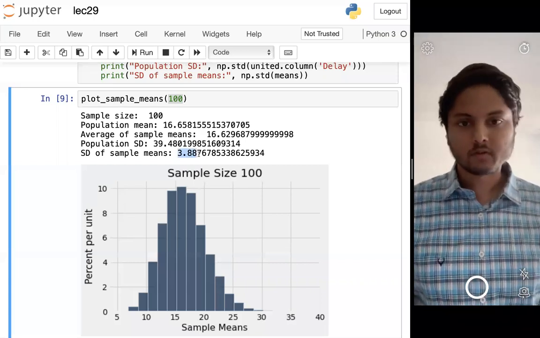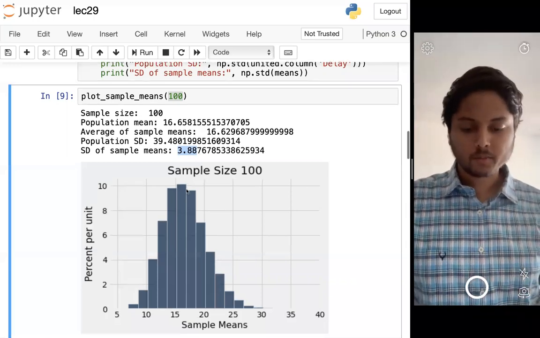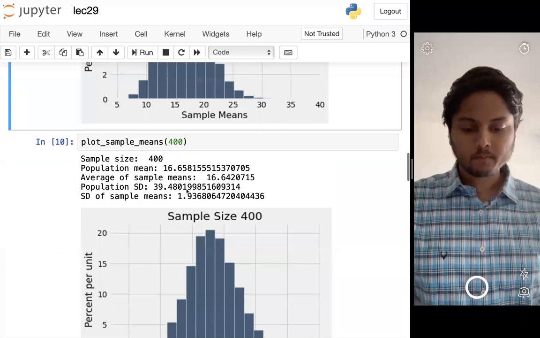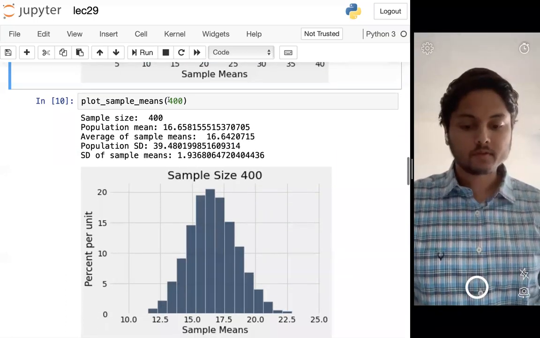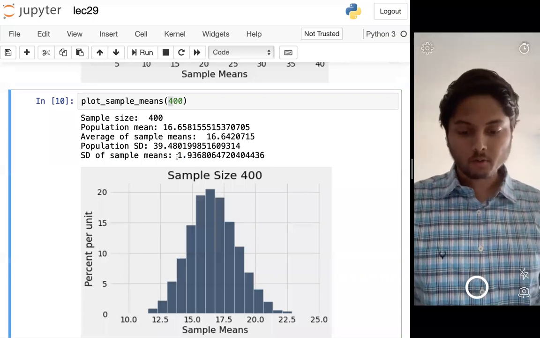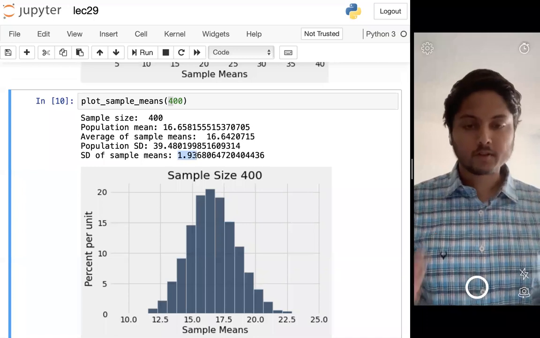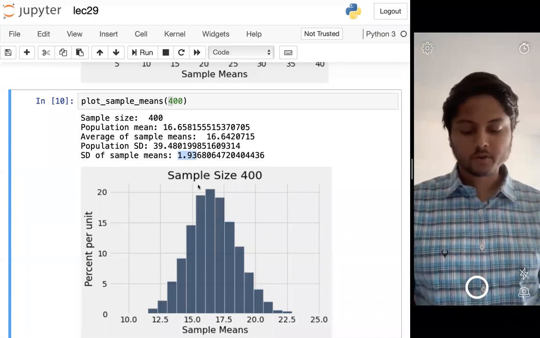This is pretty close to 3.948. And so that's just showing you that relationship. And then similarly, if you do a bunch of simulations of size 400 in each simulation, then we get something that's even smaller. So now we're going to get something that has a standard deviation of 1.94. So this is now a tighter distribution.